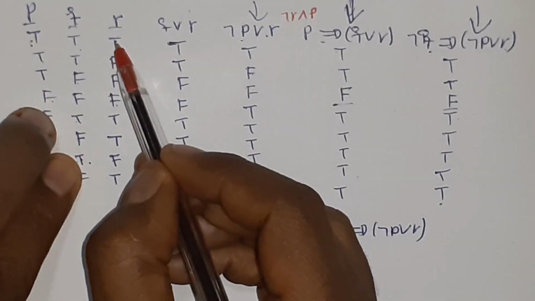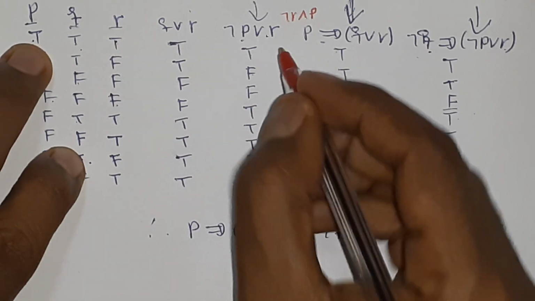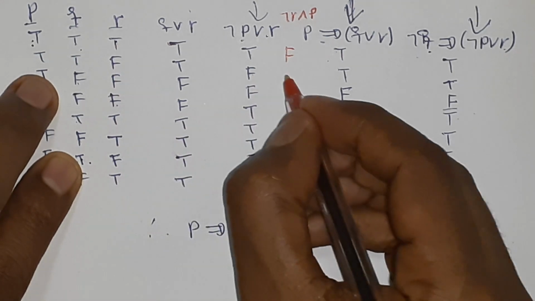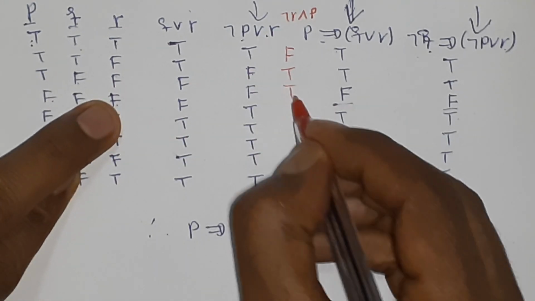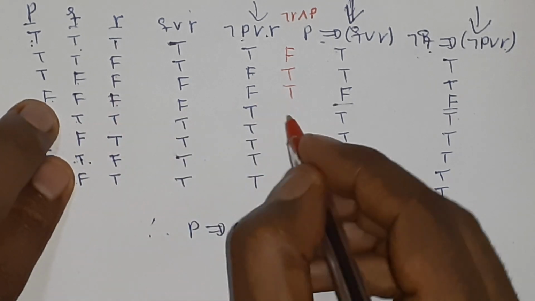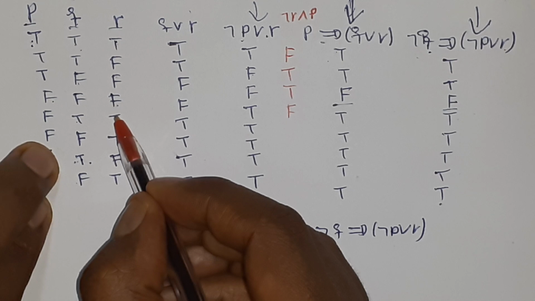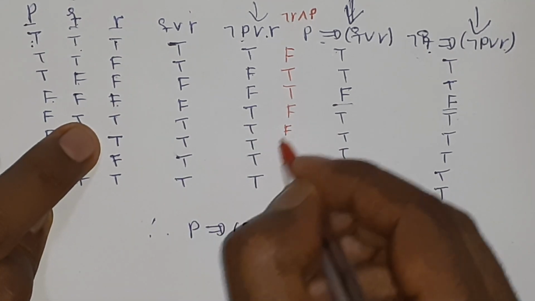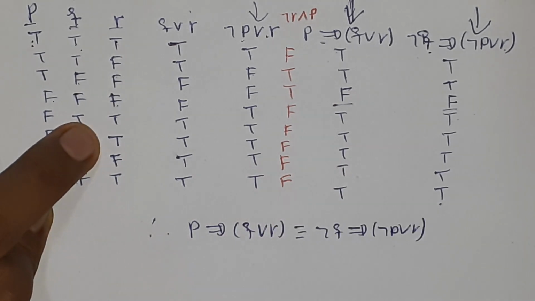Therefore, the negation of true here is false, so false and true is false. This is true, true and true is true. This is true again, true and true is again true. This is true, true and false is false. This is false, false and false is false. This is also false, false, false.